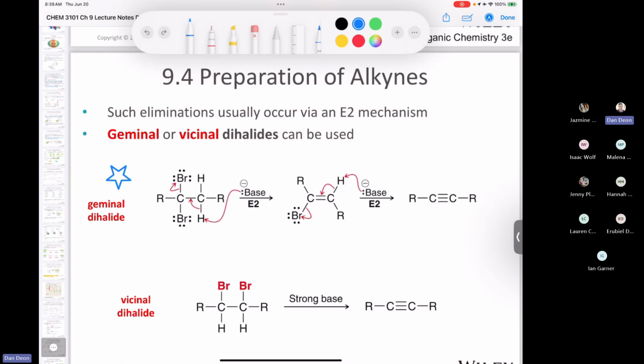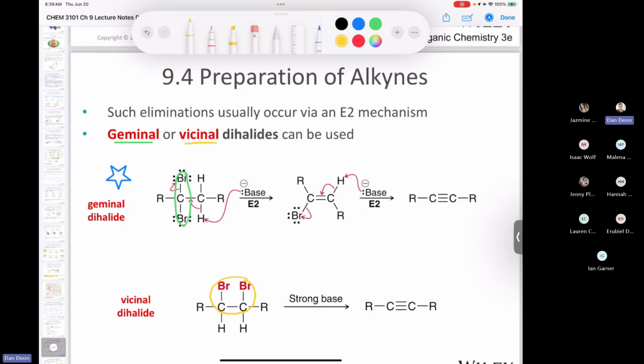Now notice that when you have 2 bromines or 2 leaving groups on the same carbon, we call that geminal, which is like Gemini, twins, right? They're on the same atom. Whereas if they're on neighboring carbons, we call that vicinal. So we see that these 2 bromines here are vicinal, but you could do the exact same thing here, right?